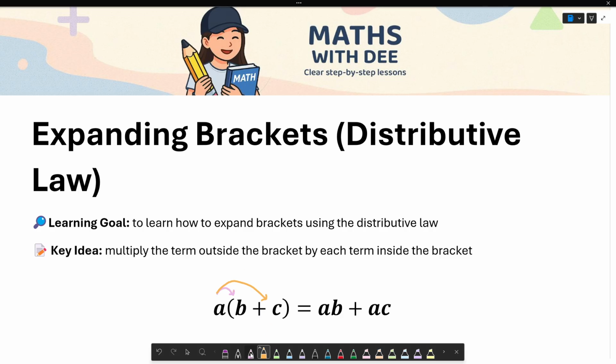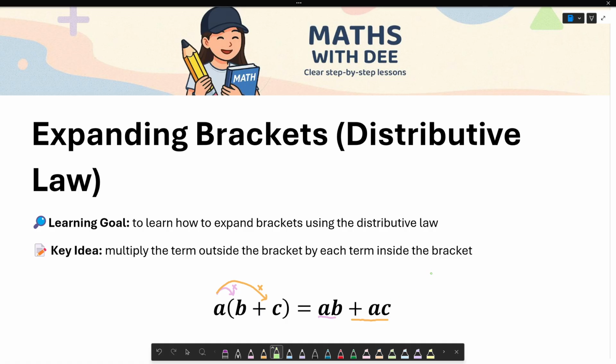We use two different colors to expand our terms, and we multiply for each of these. So A times B gives us AB, and A times C gives us a positive AC. When we deal with negatives, you are going to see two different cases.